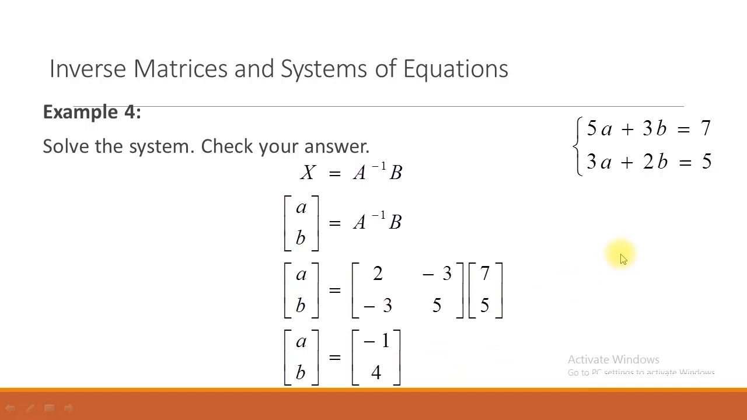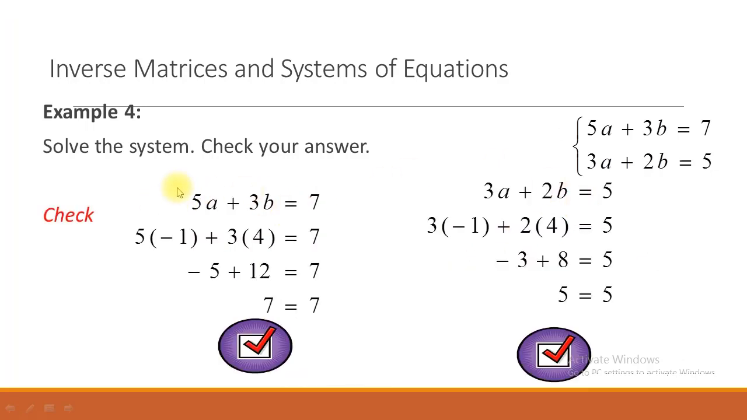Now to check the result, putting these values of a and b in the given system. This is equation number 1, 5a plus 3b is equal to 7. So 5 into a, this is the value of a, plus 3 into b, this is the value of b. On the right hand side of this equation we obtain 7. So minus 5 plus 12 is equal to 7. So the result is true for the first equation.